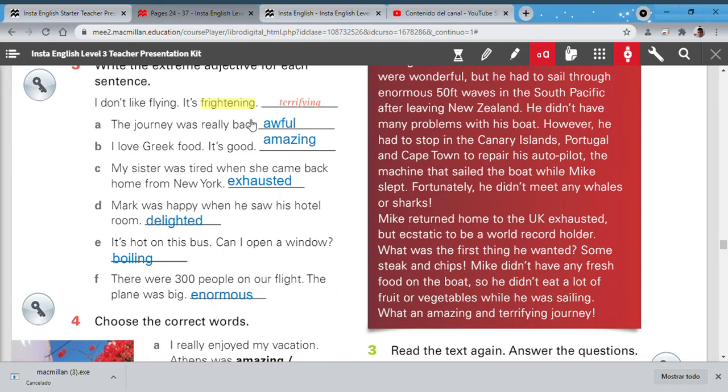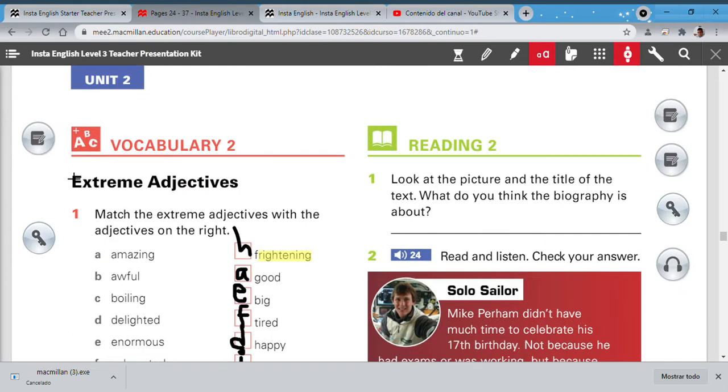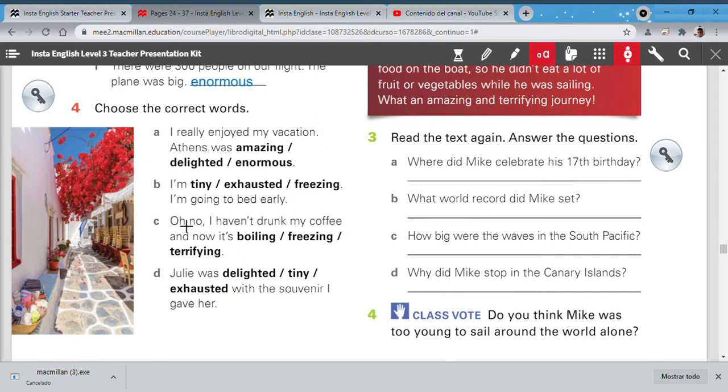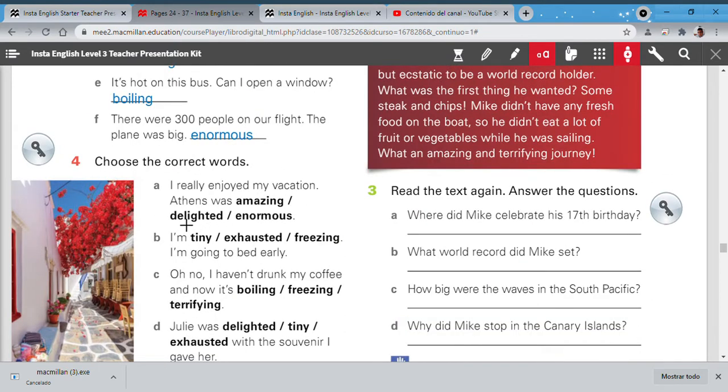Now, what have you done? You replace. Now, look, the title says extreme adjectives, adjetivos extremos. So you write more than that, or you say more than that. Okay? Now, let's see if you understood the idea.